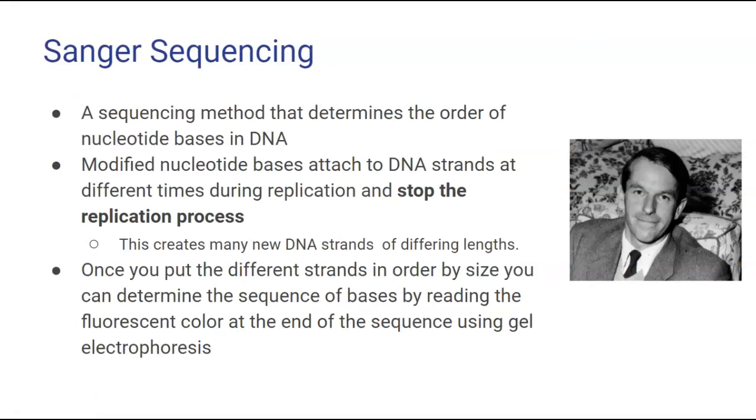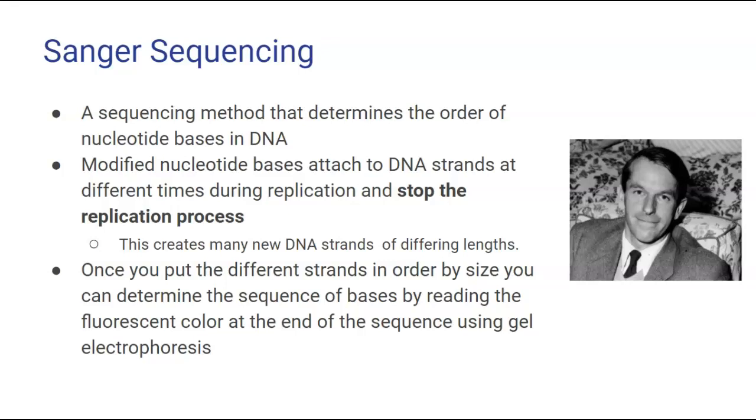And this guy is named Fred Sanger. And Fred Sanger developed what's known as Sanger sequencing, because when you invent something, you can name it after yourself, which is pretty cool. I would love to name something after myself. Maybe someday. So Sanger sequencing is just a sequencing method for DNA. It is just a way to determine the order of nucleotide bases.